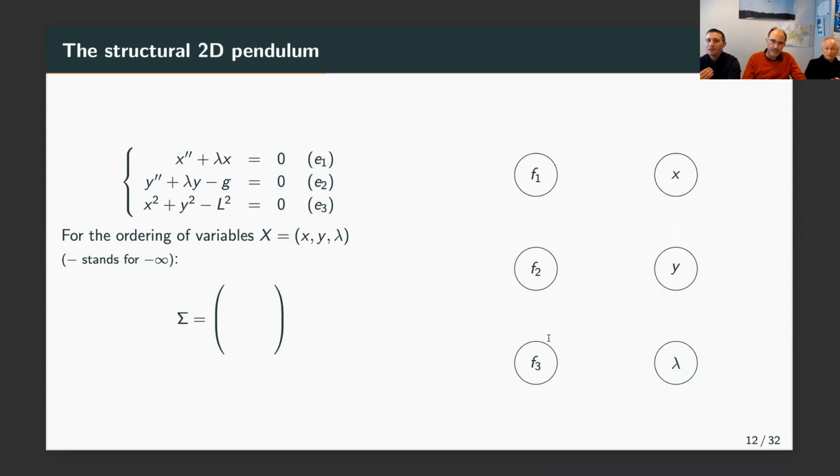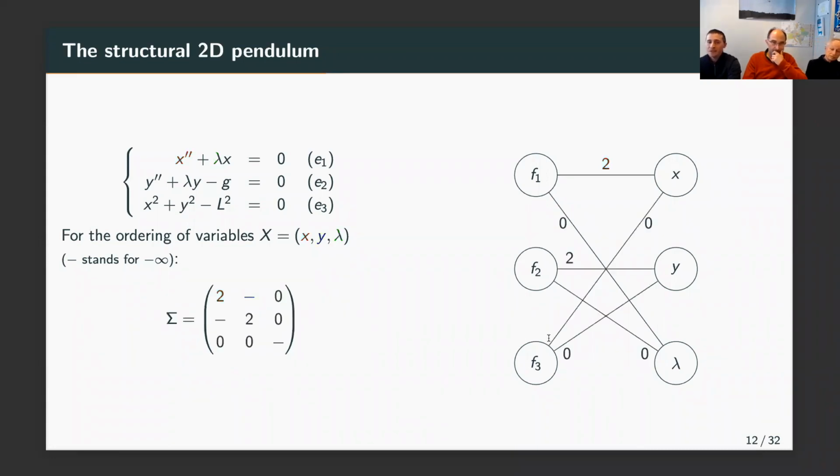And so now let us fill the first row of the matrix. The first row corresponds to the first equation. In the first equation, we have the second derivative of x, the 0th derivative of lambda, and y does not appear. And so the corresponding coefficients will be the maximum orders of differentiation, or it will just be minus infinity, sorry, if the variable does not appear in the equation. The equivalent representation on the graph side is basically adding an edge between an equation and a variable if the variable occurs in the equation, and the weight of this edge will be the maximal differentiation order.